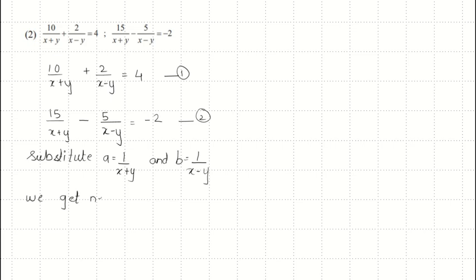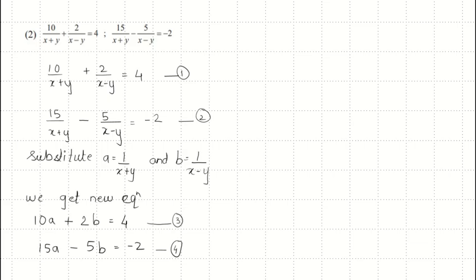After substituting, we get new equation, which is 10a. Why 10a? Because 10 into 1 upon x plus y is a, plus 2 upon x minus y will give us 2b is equal to 4. This we got from equation 1. Let us mark this as equation number 3. So from equation number 2, 15 upon x plus y is a, minus 5 upon x minus y, 1 upon x minus y is b, is equal to minus 2. We will mark this as equation number 4.